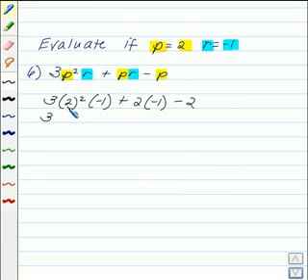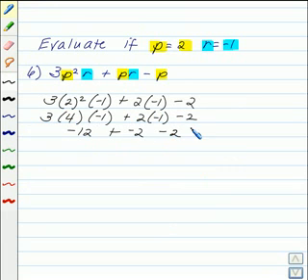2 squared is 4. And now we multiply. 3 times 4 is 12, and 12 times -1 is -12, plus 2 times -1 is -2, and minus 2. -12 plus -2 is -14, and -14 minus 2 gives us -16. And that's all there is to it.